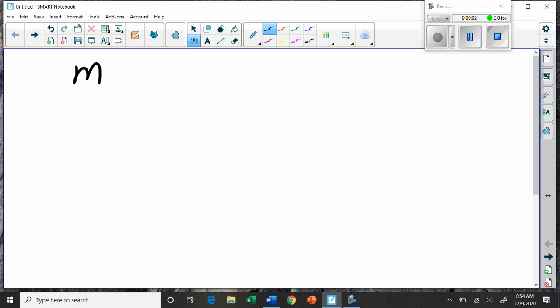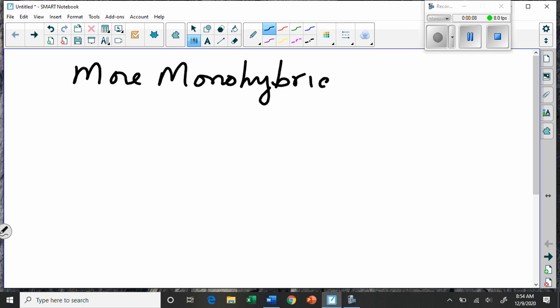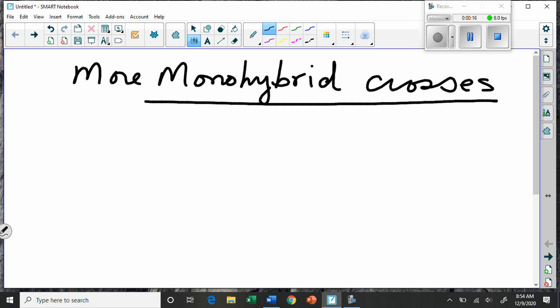Okay, more monohybrid crosses. Monohybrid simply means that we're dealing with one trait at a time when we do these crosses. And they're the simplest crosses. So that's why we're starting with these.